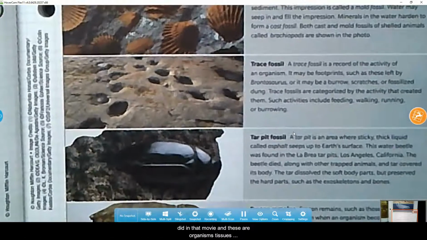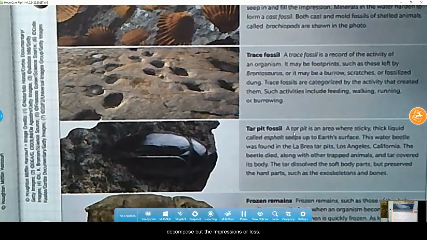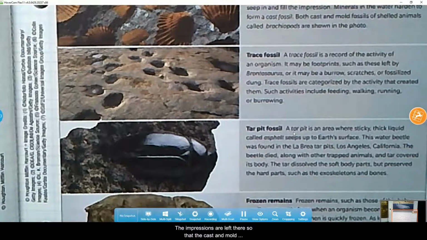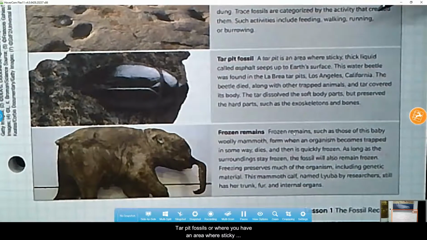Okay, so you have cast and mold fossils. These are where the organisms' tissues decomposed, but the impressions are left. And so that's what cast and mold fossils are. You can have tar pit fossils. Tar pit fossils are where you have an area where a sticky, thick liquid called asphalt seeps up from the Earth's surface. And so things can get trapped in that sticky substance and they can become fossilized.